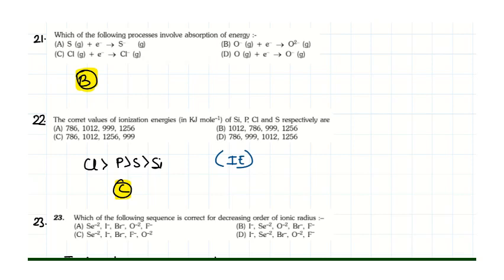Hi guys, welcome back. Let's take a look at the next question. Which of the following processes involves absorption of energy?